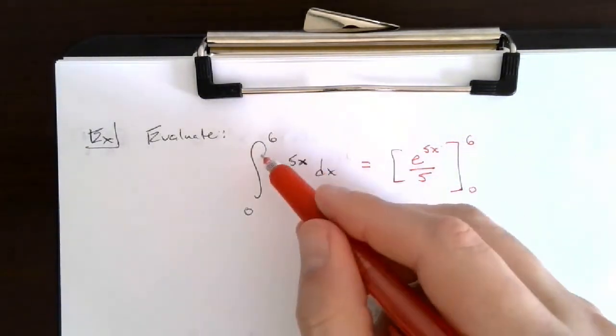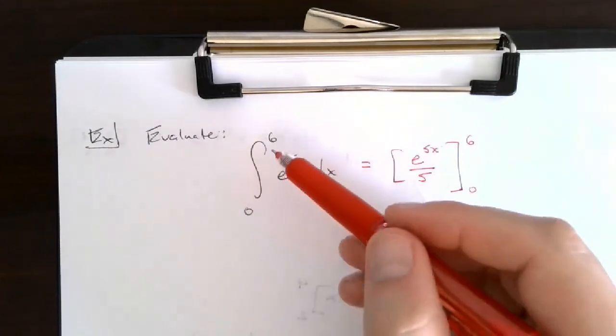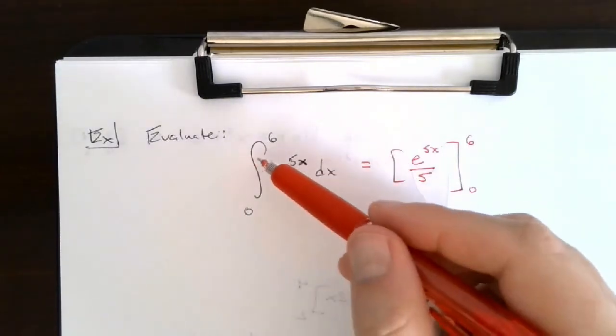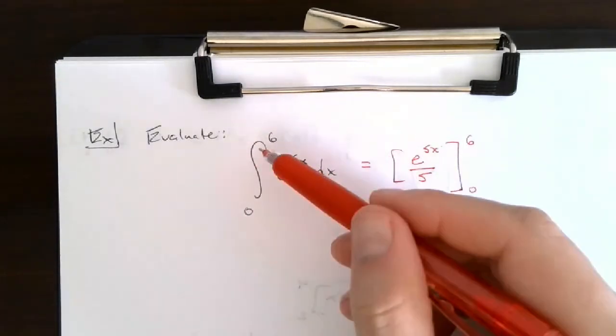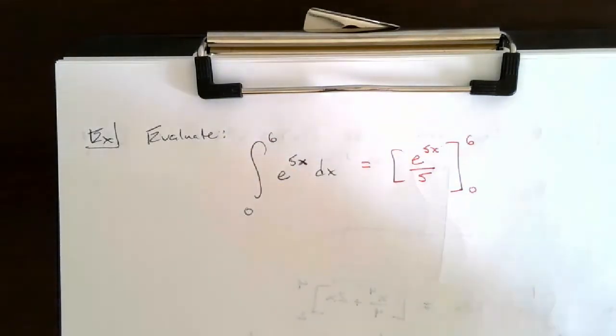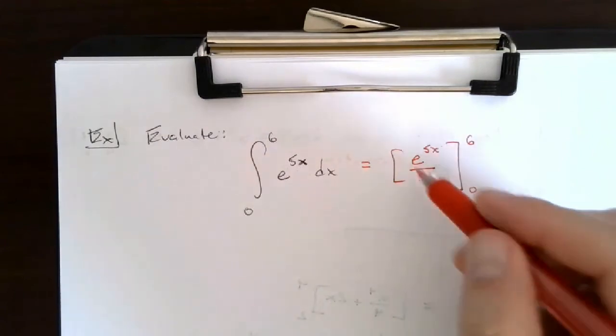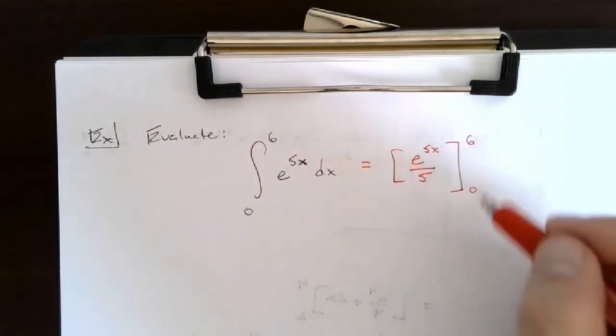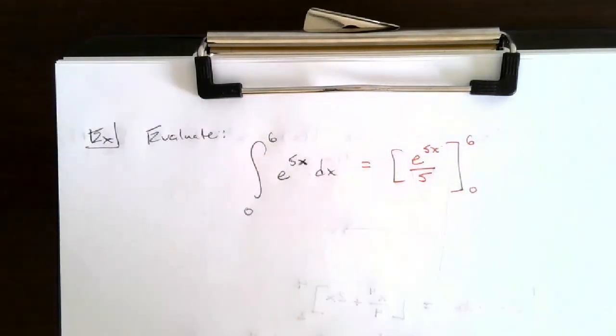Make sure you don't write the integral symbol anymore. A lot of times people do that. That's incorrect. You know, you lose points for that. Once you've taken the antiderivative, we don't write the integration symbol anymore, and we don't write the dx anymore. So we've taken the antiderivative of e to the 5x over 5 is what we have, and we're evaluating it from 0 to 6.